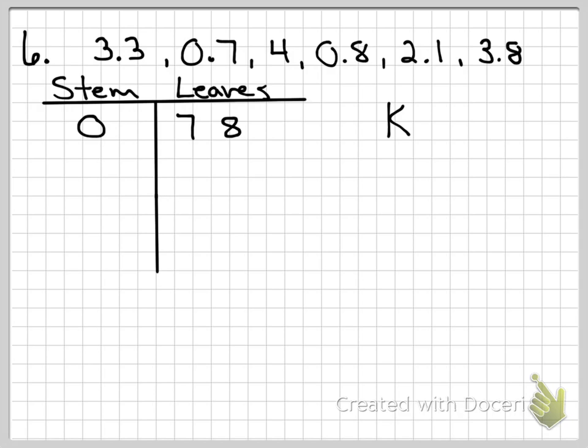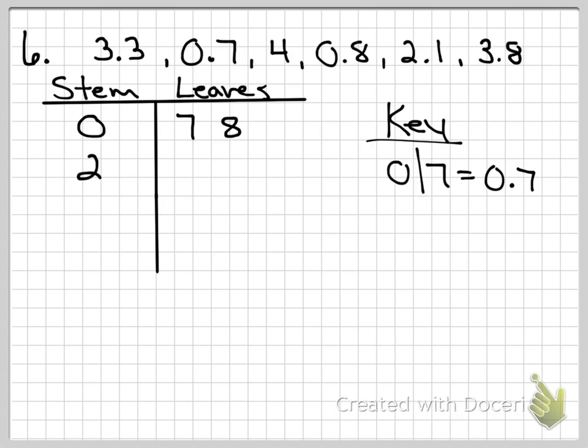Okay, so over here in my key, how do I know that it's 0.7 and not 7? It's my key. I say that 0 separated by 7 equals 7 tenths. Now I know what place values are being separated by my stem. All right, any numbers in the ones? Nope. No numbers in the ones, so I go straight to twos.